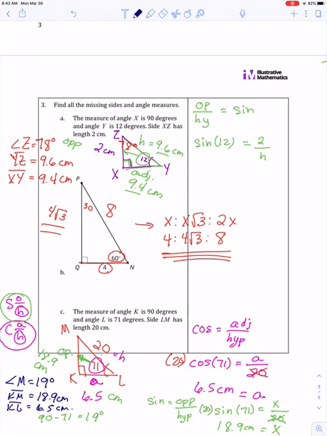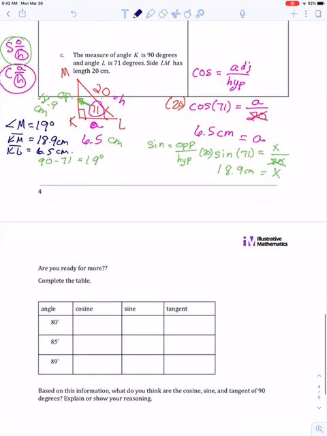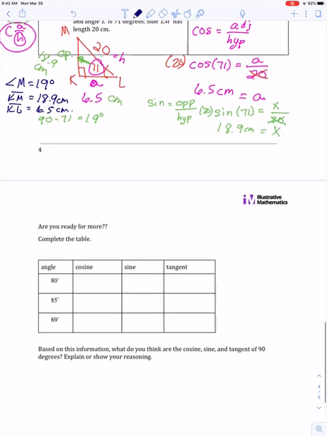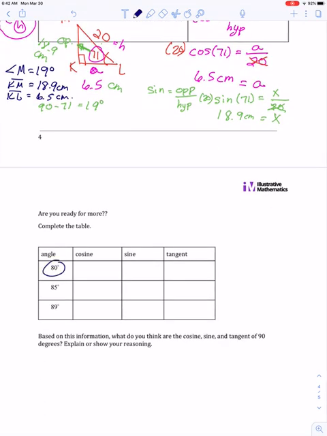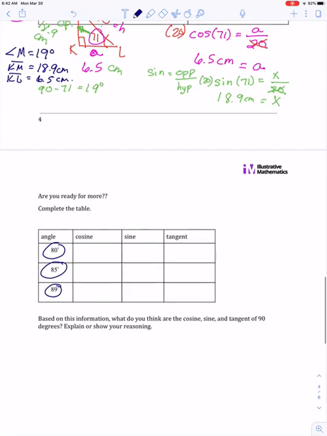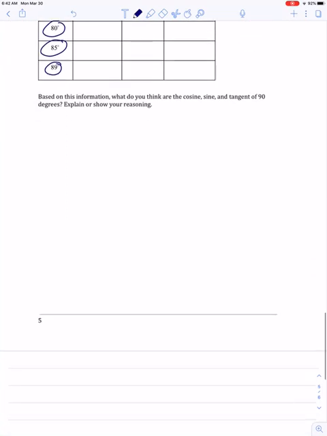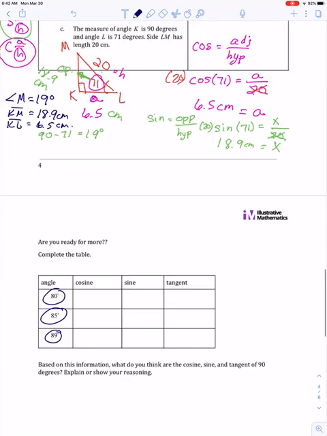Okay, hopefully this is helping you all. This one, literally, all you had to do was type it in the calculator. I'm not going to go through that one because that one's not quite as important.